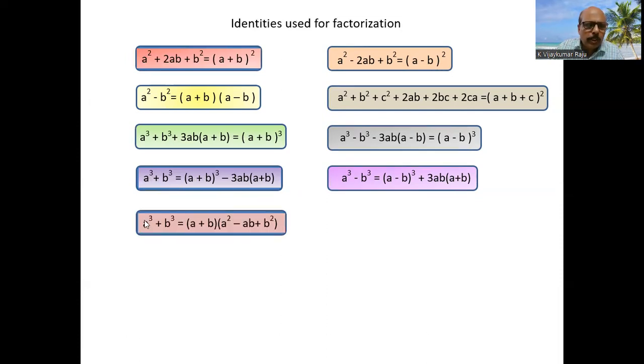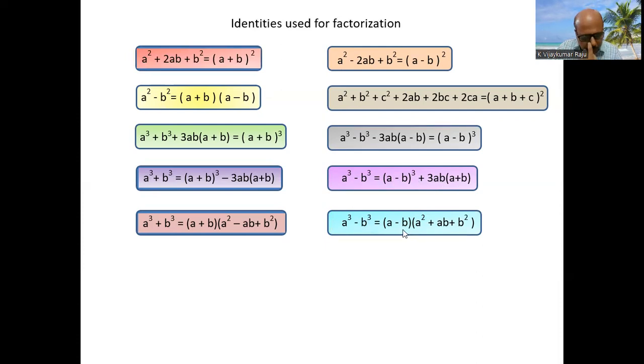Now, a raised to 3 plus b raised to 3 could also be written as follows. We can take out (a plus b) common, and once you simplify, you get (a plus b)(a square minus ab plus b square). Similarly, for a raised to 3 minus b raised to 3, (a minus b) is taken out as common and you get (a minus b)(a square plus ab plus b square). So if it is minus, the first bracket is minus. If it is plus, the first bracket is plus, and in the middle term all are positive.